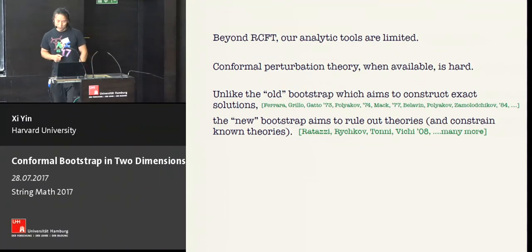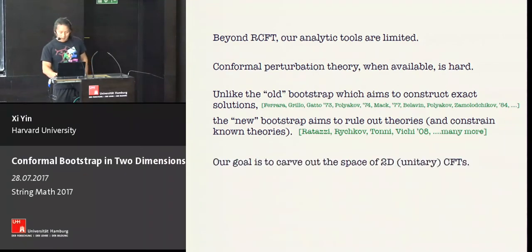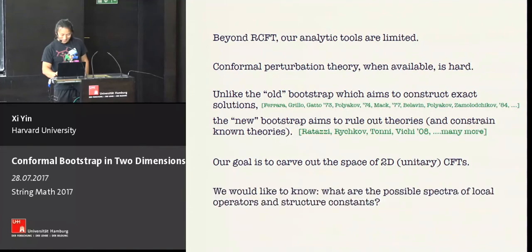conformal bootstrap program, started with a groundbreaking paper 9 years ago by Rattazzi, Rychkov, Tonni, and Vichi. And the aim was, in fact, slightly less ambitious to begin with. We just want to rule out possible theories. By that, I mean to rule out possible spectra, possible candidate structure constants, and kind of carve out the landscape of possible theories. So our goal here is to carve out the space of 2D unitary CFTs. I'm not going to achieve that goal today, but that's the motivation.